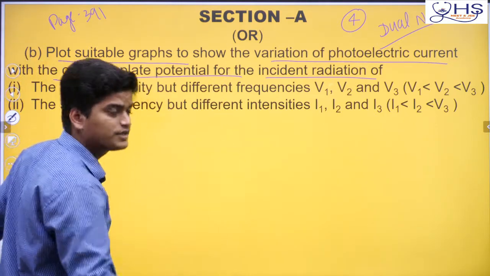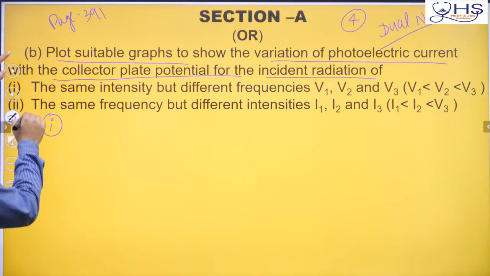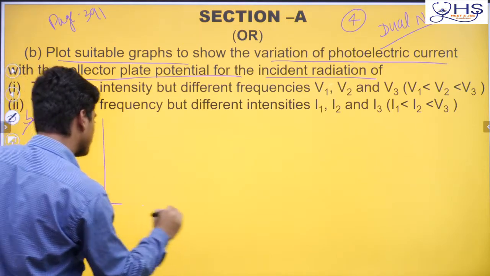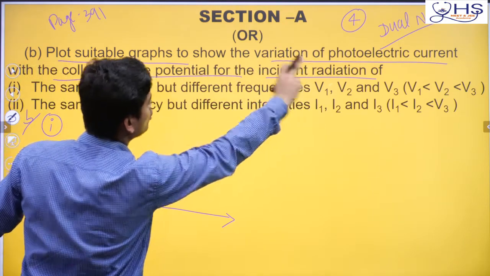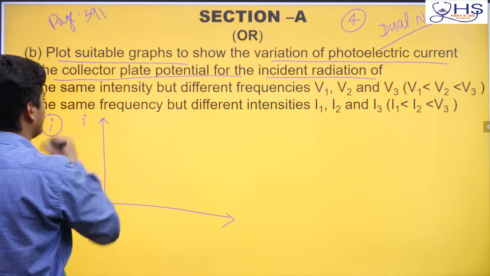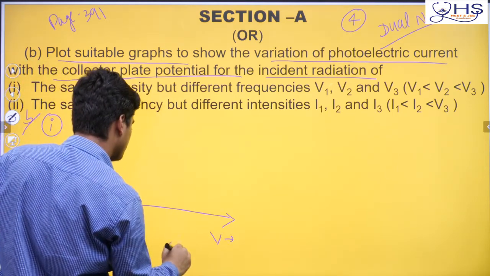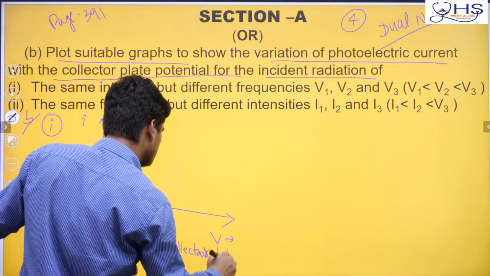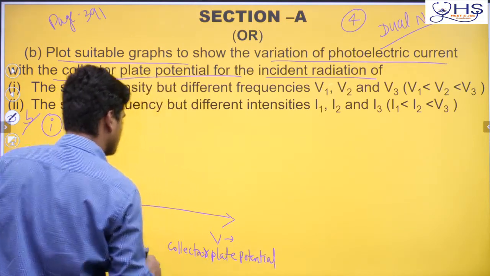So very nice. Now first write I point. Question number, give B, actually in B it is I point. Now do here. What graph is asking? Now it is asking for the graph of photoelectric current with the collector plate potential. So take photoelectric current I, and collector plate potential write V. Write collector plate potential, and here it is photo current.